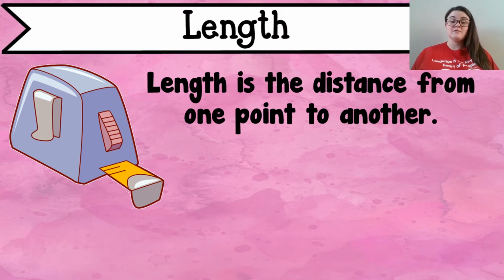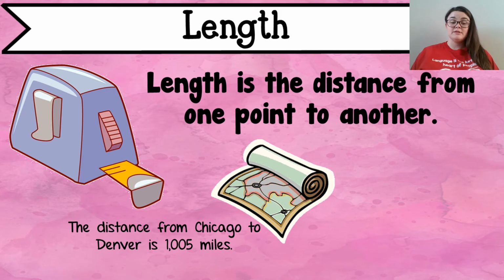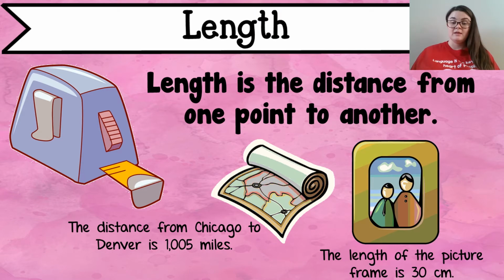Length is the distance from one point to another. The distance from Chicago to Denver is 1,005 miles. This is distance. It's going from one place to another. So there's a start point and an end point. The length of this frame is 30 centimeters. Centimeters is another form of measurement. That's what we use to measure something small. Centimeters are a form of metric measurement.